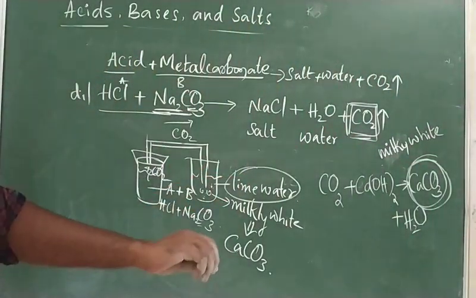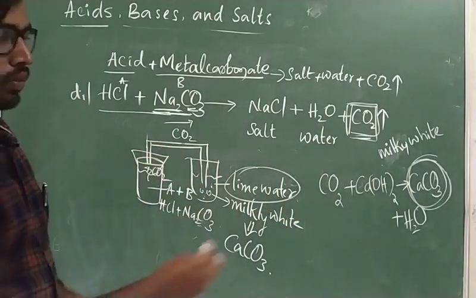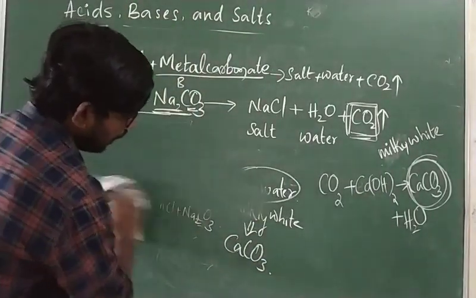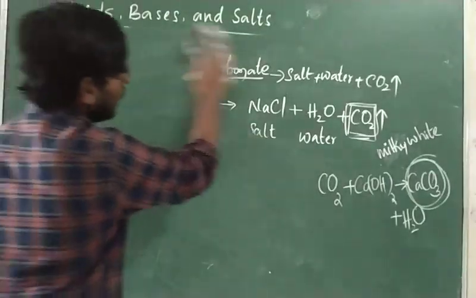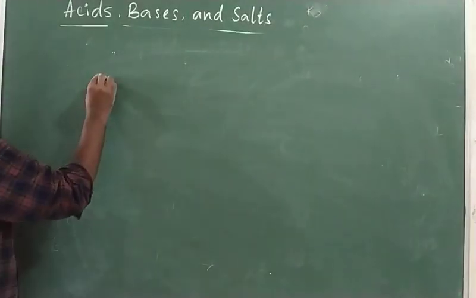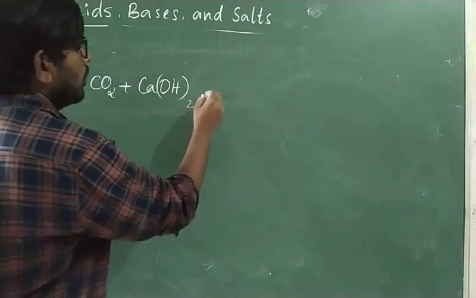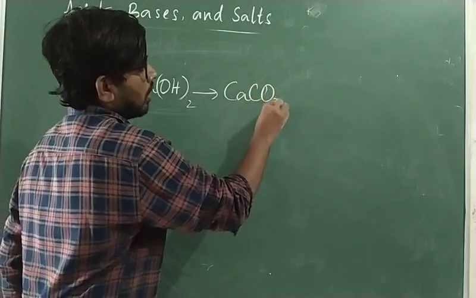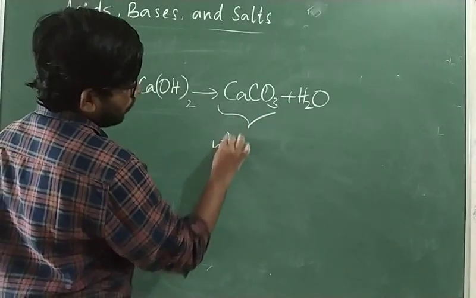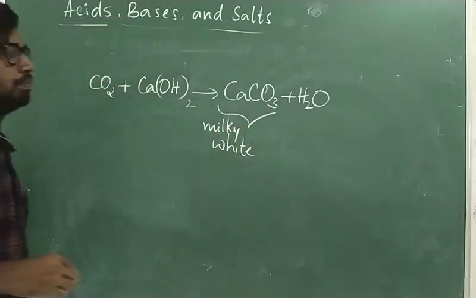Suppose we allow a large amount of CO2 into this. What happens here? They will ask this question. If you allow a large amount of carbon dioxide into the lime water, what is going to happen? Normally, carbon dioxide with calcium hydroxide forms calcium carbonate plus water. Because of the formation of this, we get a white color, a milky white color.